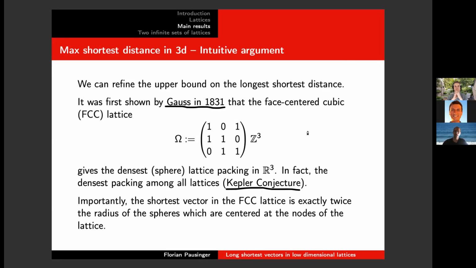So now if we think about a packing problem, the shortest vector in an FCC lattice is exactly twice the radius of the spheres which are centered at the nodes of the lattice. So the idea here is that you have this FCC lattice, and each lattice point is the center of a sphere. And if you arrange your spheres exactly according to the points in your lattice, then you manage to put as many spheres as possible into a given volume. So this is the problem of lattice packing.